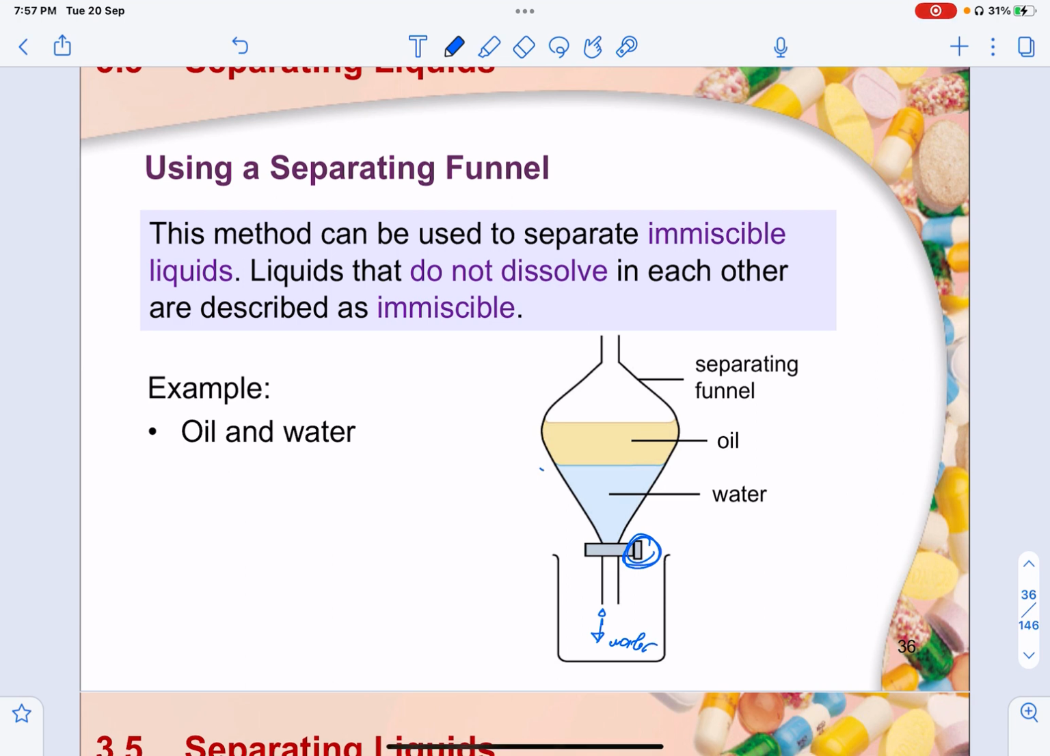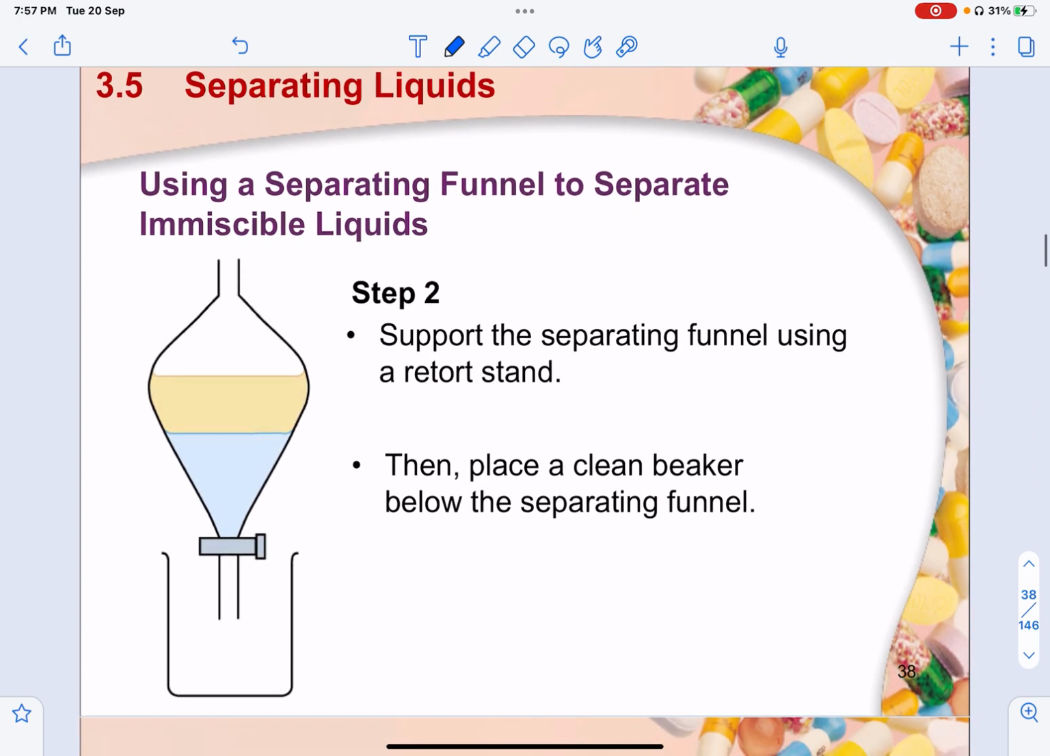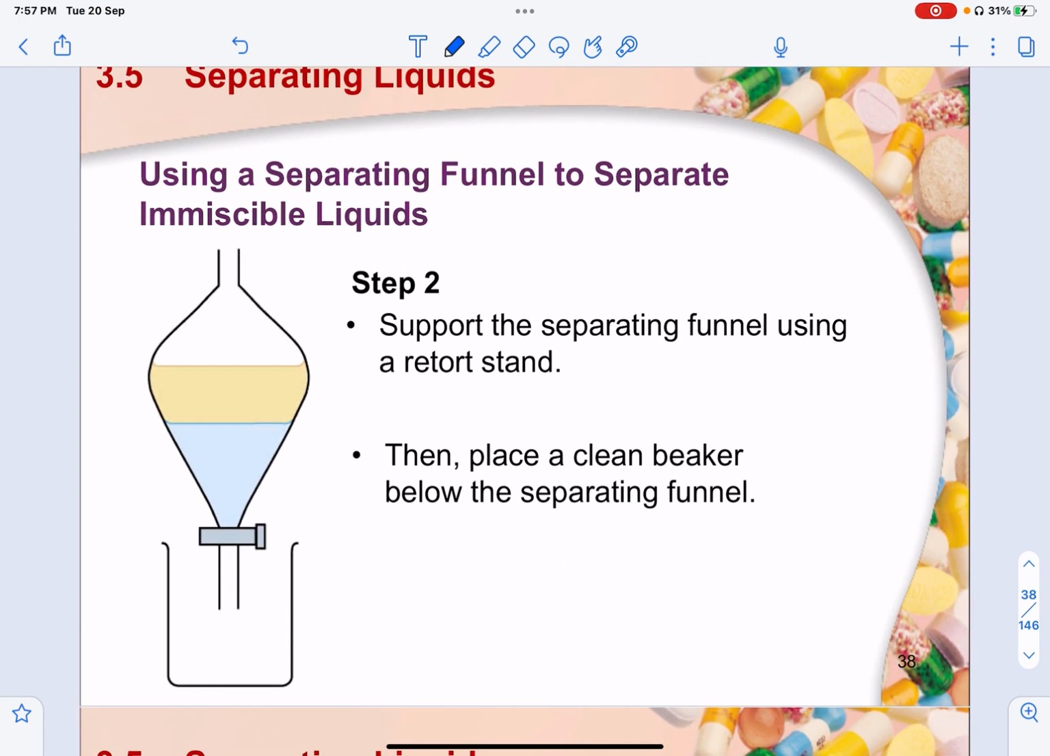Then of course, when this layer of oil is closely reached, you turn off the tap. Now, how to ensure that it's more accurate, right? So you will just have to repeat this step. First you pour the solution, let it settle, so as to form two layers on the tap, and let the water actually flow down.